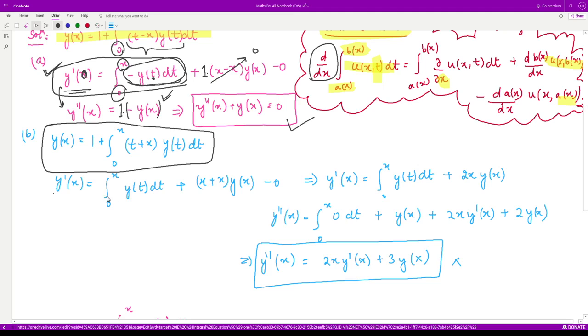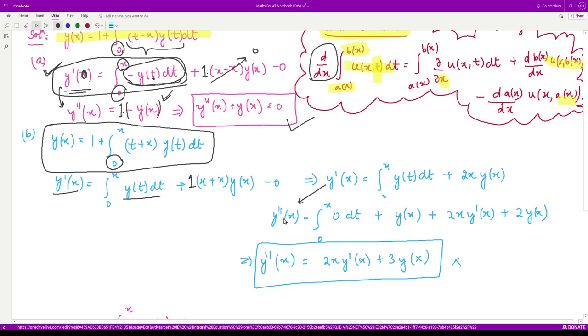We'll get y dash x is equal to the derivative of 1, which would be 0, plus integration from 0 to x. The derivative partially with respect to x would only give yt dt, because it would be 0 plus 1, right? So yt dt plus the derivative of the upper limit, that is 1, and placing x in place of t would be x plus x into y of x, minus the derivative of the lower limit, that would be 0, right? So we would have y dash x is equal to integration from 0 to x yt dt plus 2x times y of x. So now we can differentiate it again.